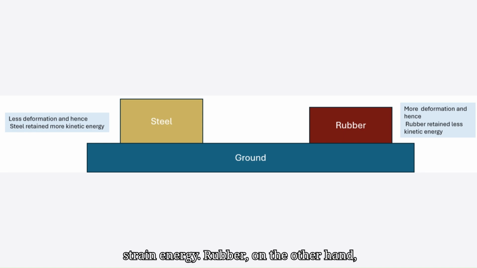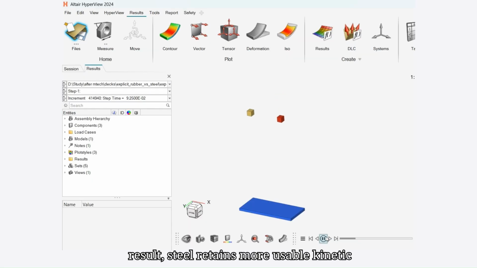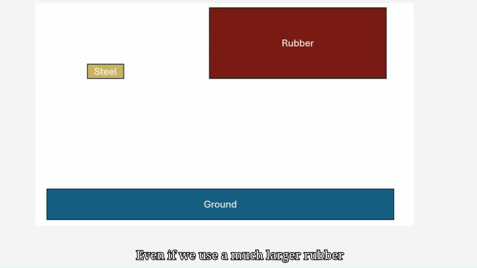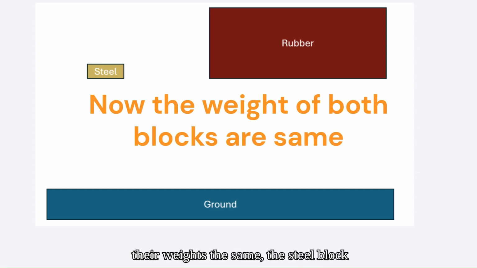Rubber, on the other hand, deforms significantly more, so a larger portion of its kinetic energy is converted into strain energy. As a result, steel retains more usable kinetic energy for rebound, while rubber loses more of it internally. Even if we use a much larger rubber block and a smaller steel block but keep their weights the same, the steel block will still bounce higher. This is because steel is far stiffer and loses less energy to deformation during impact.